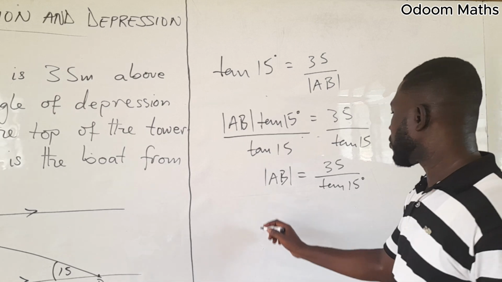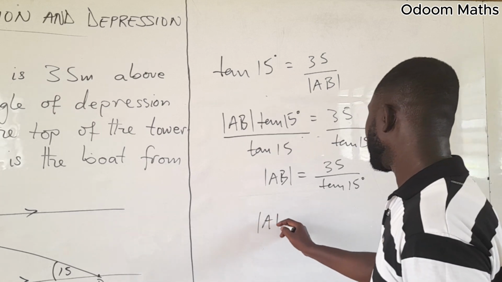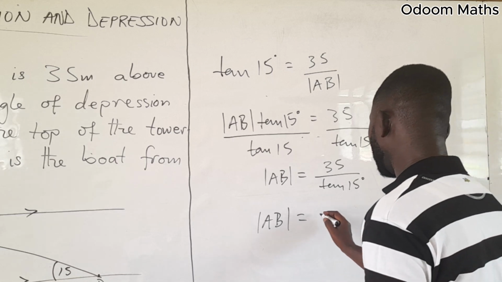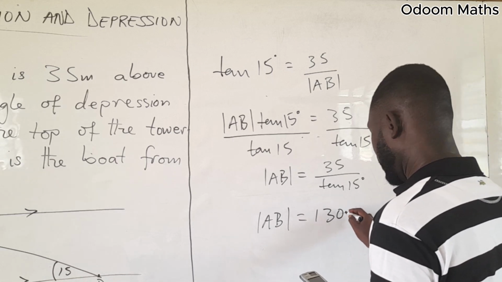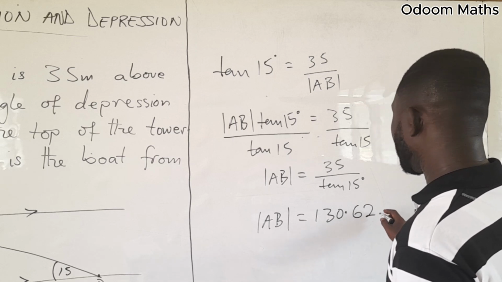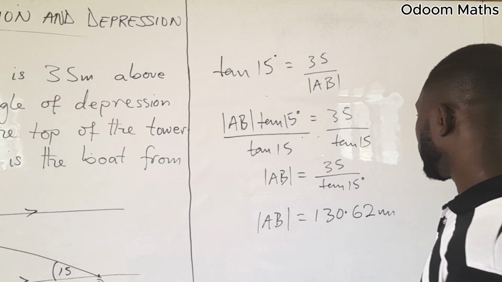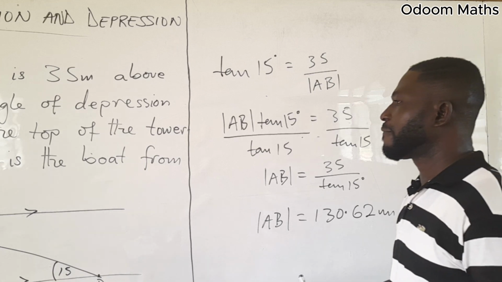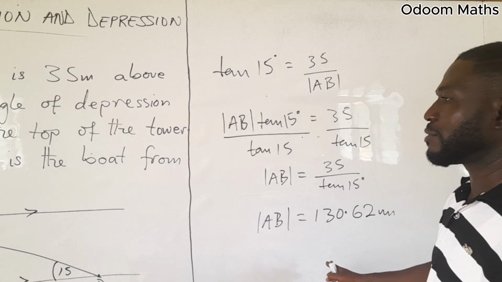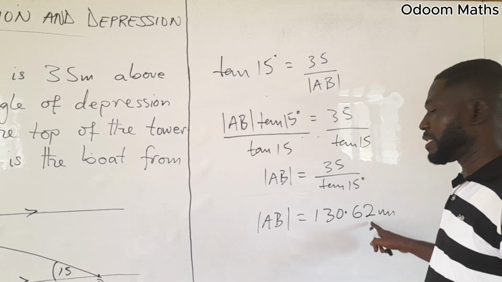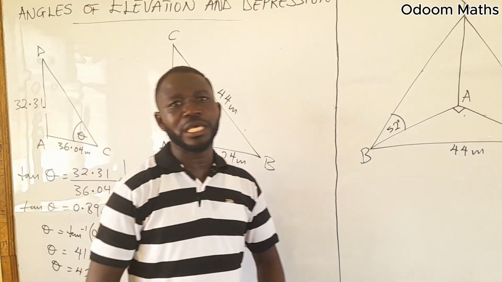The calculator will give us 130.62 meters. So the distance from the lighthouse to the boat is 130.62 meters.